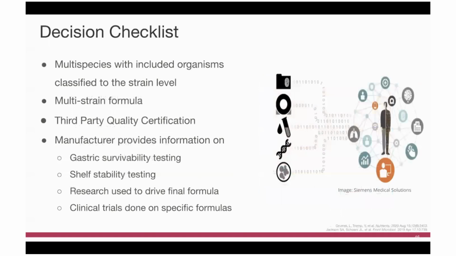So this is a summary slide. It's kind of a little cheat sheet checklist for picking a good probiotic. Here are the basics. Multi-species, multi-strain product. The product should have the strains listed, right? It should have something after the genus and the species. This is what gets you into those very, very targeted and specific actions. There should be some indication of third-party quality certification, like a CGMP or something like that.